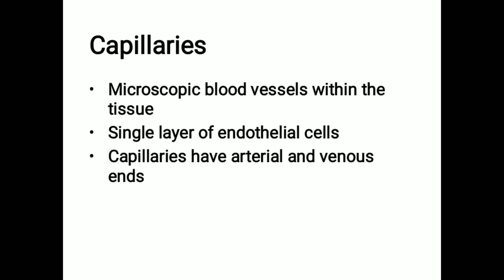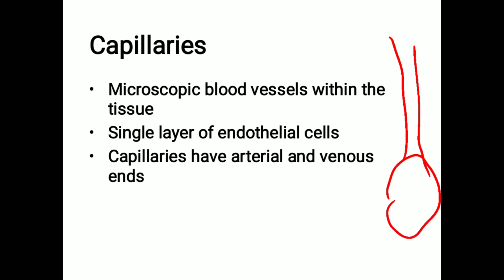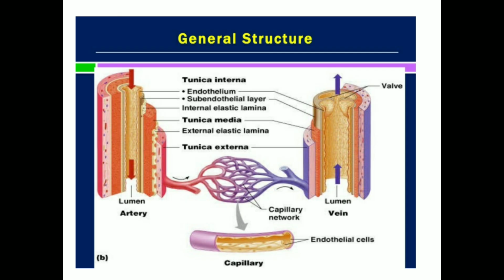Okay, next, what do you mean by capillaries? Microscopic blood vessels within the tissue, with a single layer of endothelial cells. Capillaries have an arterial end and a venous end. The artery will carry the blood into the tissue, and from the capillary it will move into the venous end. So this is the arterial end and this is the venous end. This region is called the capillaries.